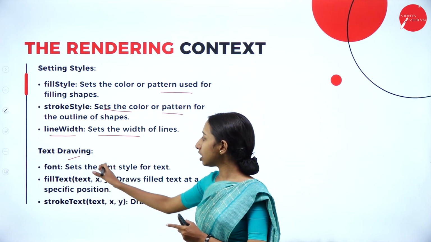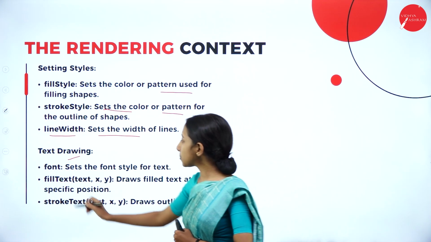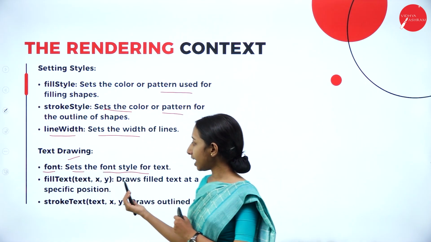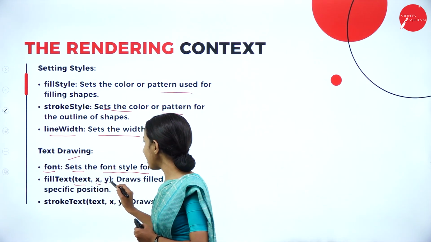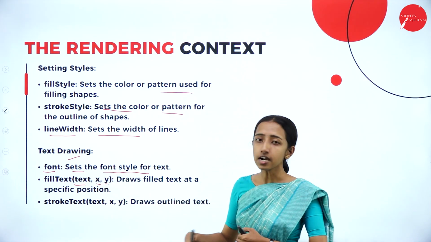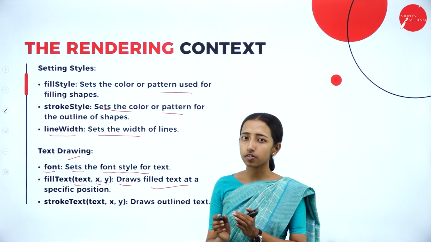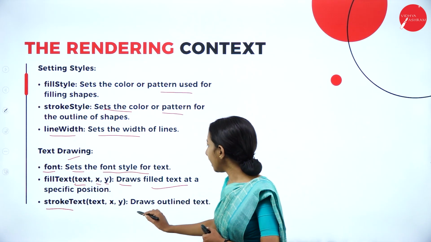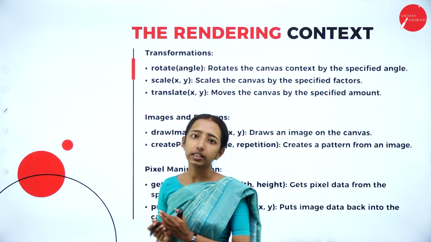Next, we have text drawing. Here particularly we will be using the text where we can style the text. The first one is font, which sets the font style for the text. The next one is fillText, with text, X and Y. The text we want will be filled at the X and Y position, drawing the filled text at the specific position. Next, strokeText, which draws the outline of the text. And that was about the text.